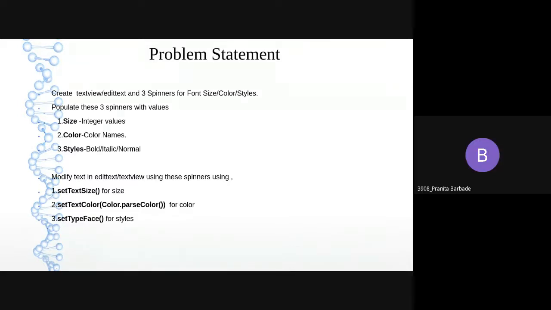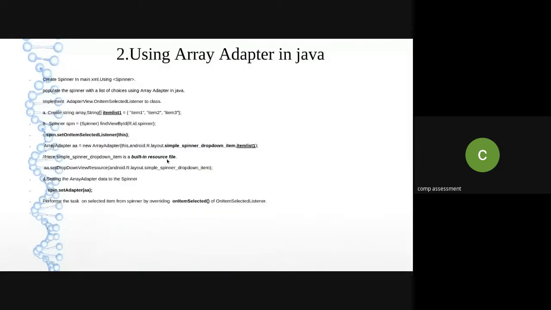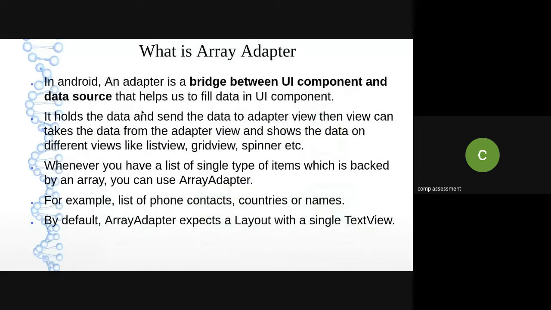Yes, ma'am. Correct. So this is the one way I explained to you by using the string.xml file. That is at static time. At design time, we have linked the values. But if I want to include the values at runtime, that is when my program is running, and during that time, if I want to add a list of values to my spinner, I am going to use the array adapter.